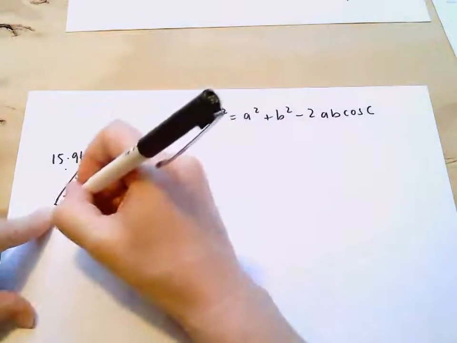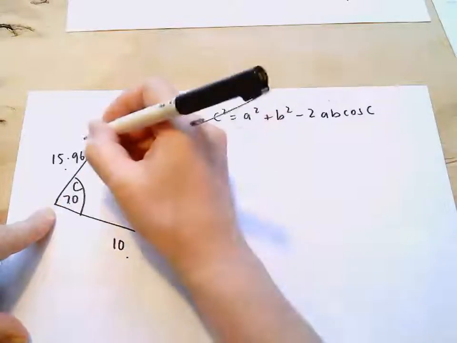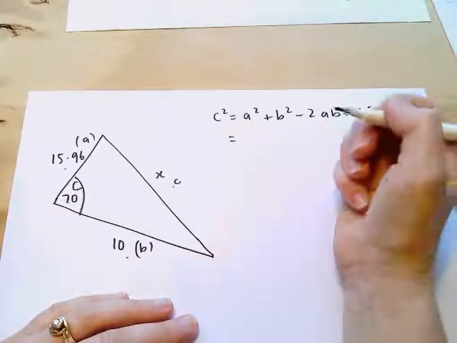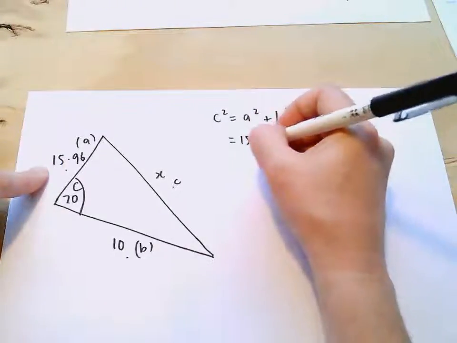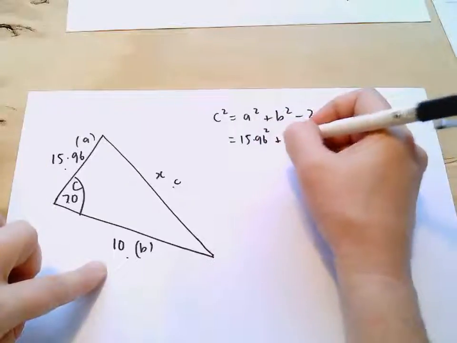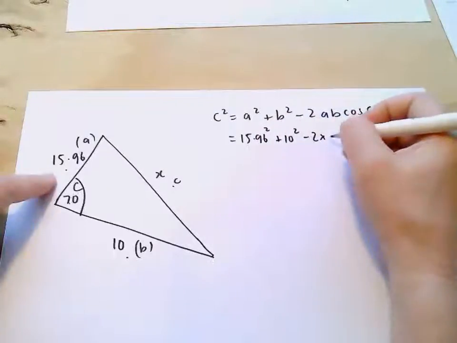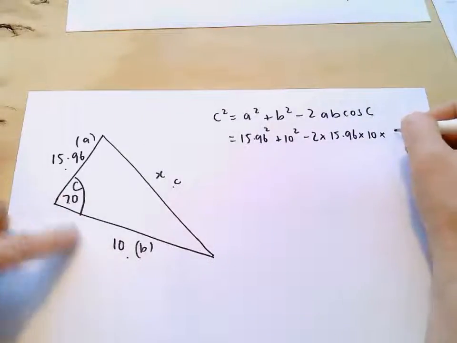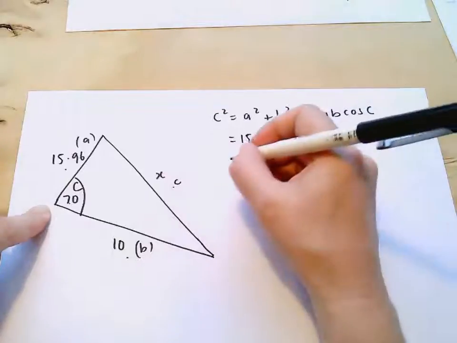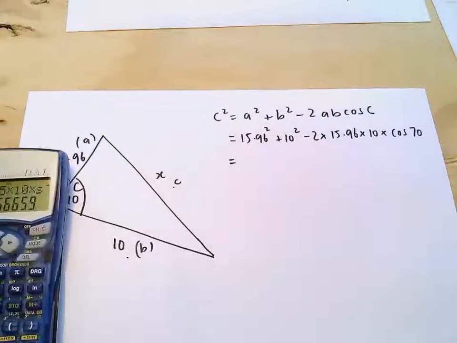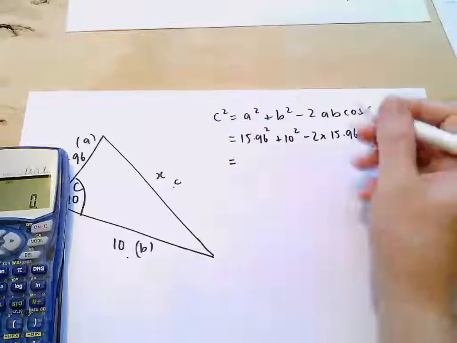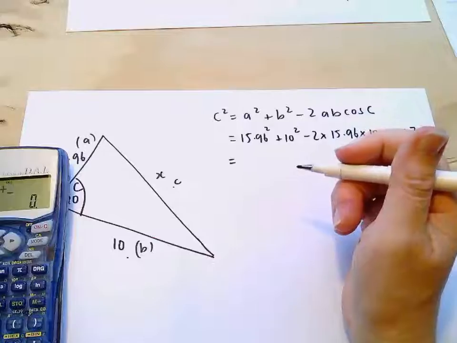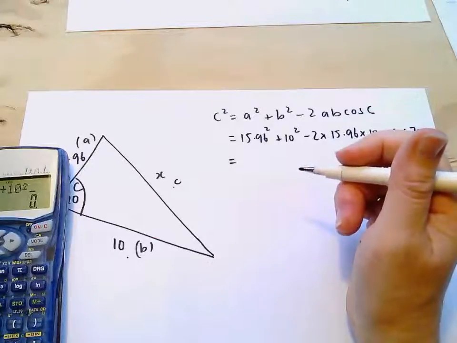This is my C, of course, my capital C. This is my lowercase c, my A and my B. Let's whack it into the formula. So my A was 15.96, which I'm going to square. My B was 10, which I'm going to square. Minus 2 times A times B times cos of my angle, which is C. Whack it into my formula. I know some of you like to square root in one go, some of you like to do it as 2 steps. Whatever you want to do is fine. I'm going to do it in 2 steps in this case, just for something different.